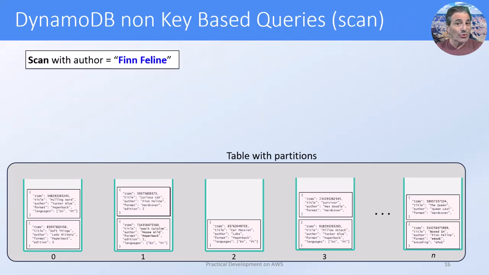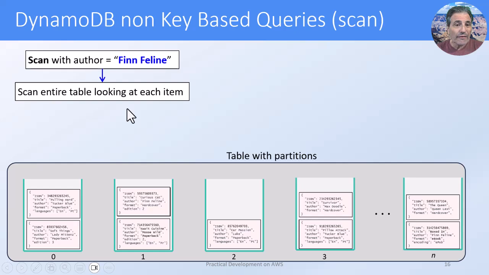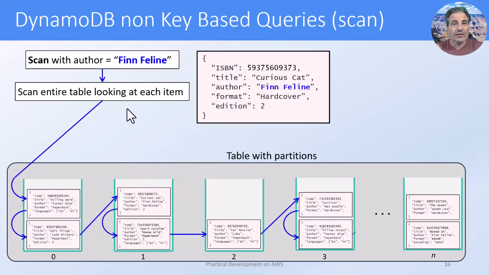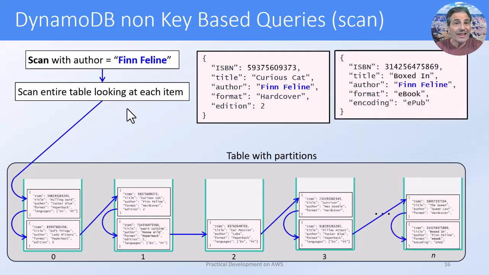Now, what if you're not using a key? Well, then you're using a DynamoDB scan. So if you're querying for anything that is not using the key, so for instance, in this case, we're going to scan for any books by the author Finn Feline, and author is not our key. So what's going to happen now is that DynamoDB is going to have to scan the entire table, just to find every item that matches that particular condition. Which in database queries we call a full table scan. Not a good thing. So there are ways around that, and we're going to look at indexes next.